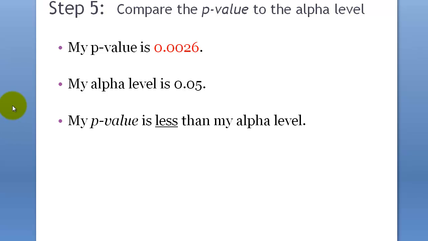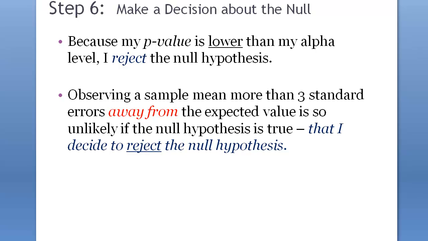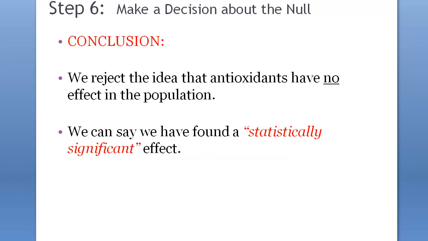So my p-value is 0.0026, in other words 0.26%, and my alpha level is 0.05. My p-value is less than my alpha level. Because my p-value is lower than the alpha level, I reject the null hypothesis that there was no change. Observing a sample mean more than 3 standard errors away from the expected value is so unlikely if the null hypothesis is true that I decide to reject it. So the conclusion is, we reject the idea that antioxidants have no effect in the population. We can say we have found a statistically significant effect.